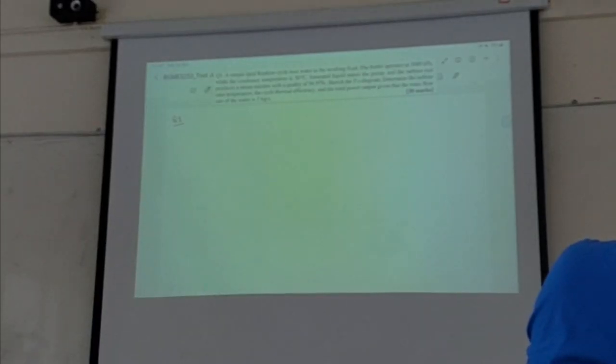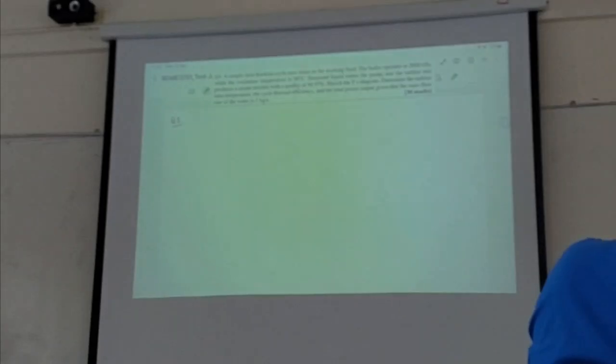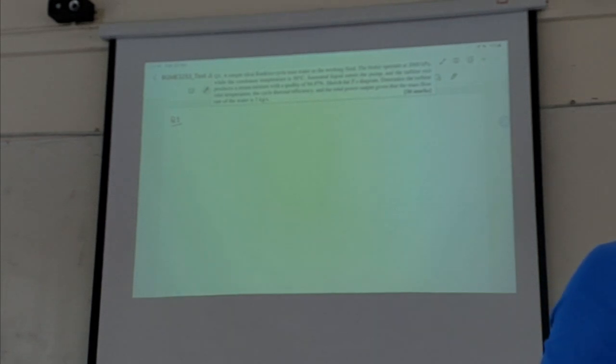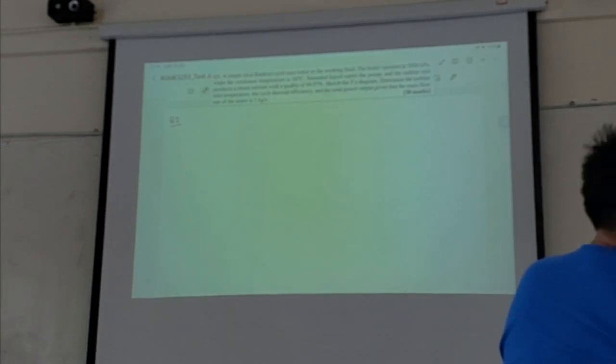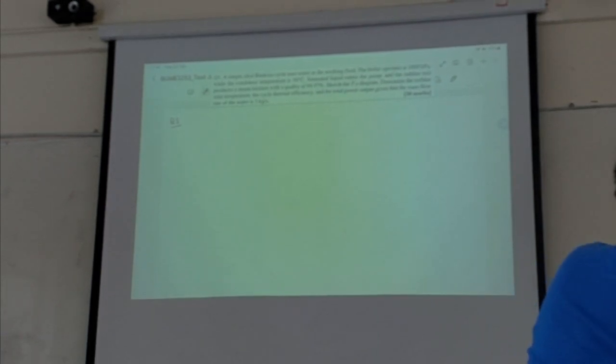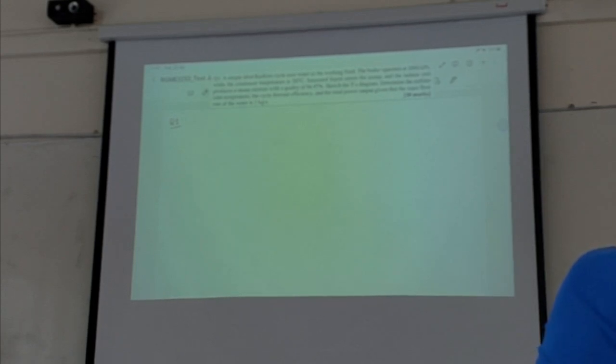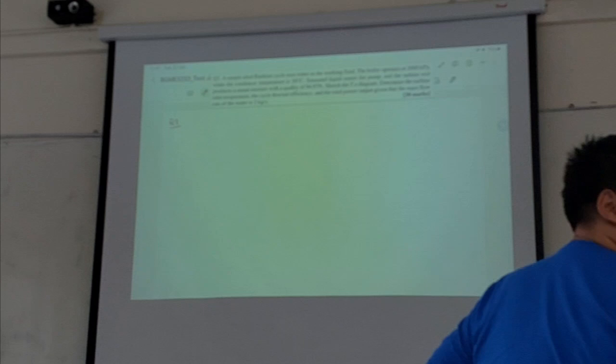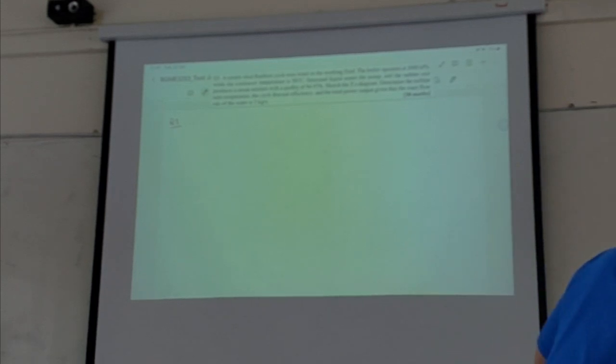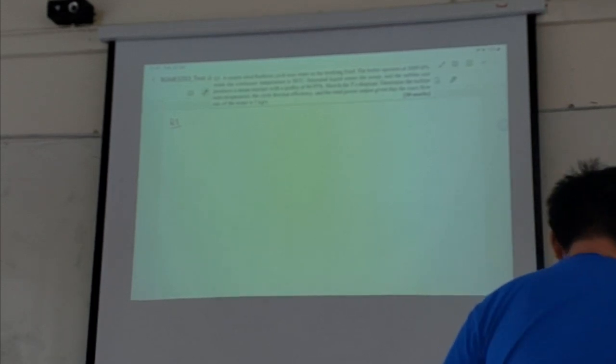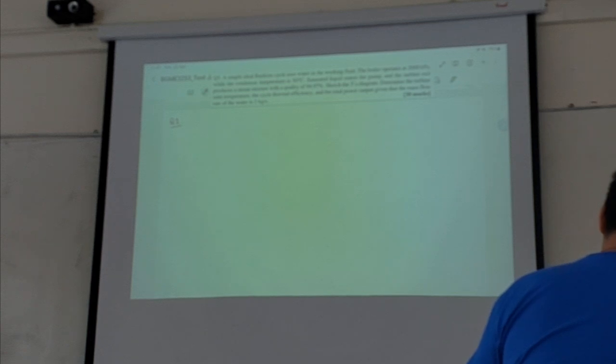Okay, so question 1 is basically just an ideal Rankine cycle. Okay, so let's see. The boiler operates at 2000 kilopascal, while the condenser temperature is 50 degrees Celsius. So rather than giving you two pressures this time, this question gives you one pressure, one temperature. The saturated liquid enters the pump.